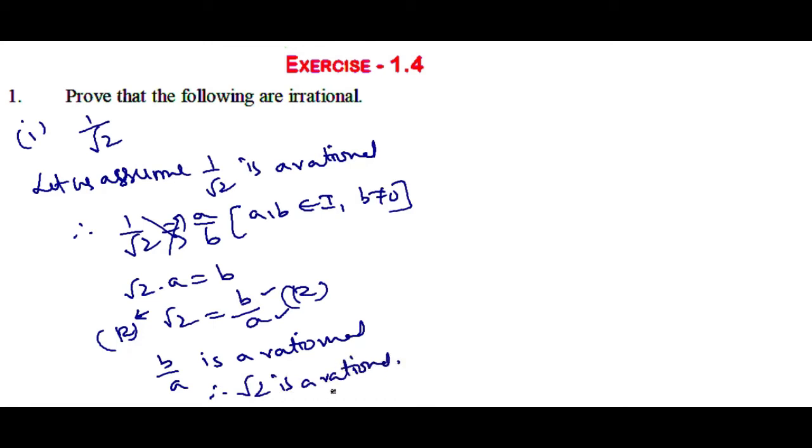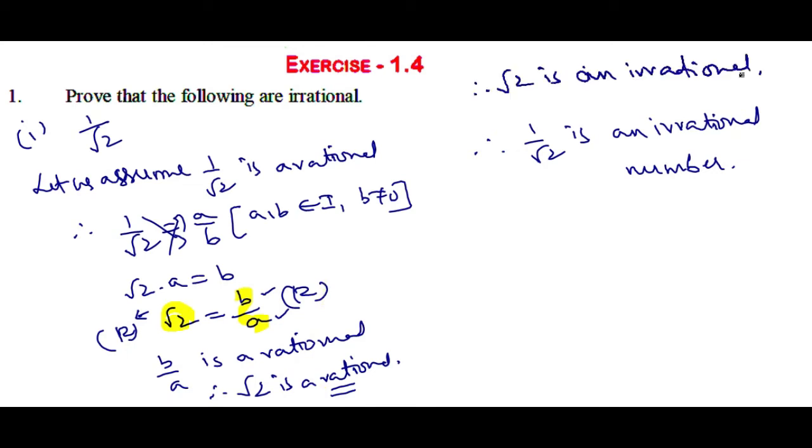But root 2 is irrational, so our assumption is wrong. Therefore we can conclude that 1 by root 2 is an irrational number. Simply remember, if b by a is a rational number, then root 2 also will become a rational number. Why? Because these two are equal. But our assumption is wrong. Why? Because root 2 is an irrational number. So therefore 1 by root 2 is an irrational number.